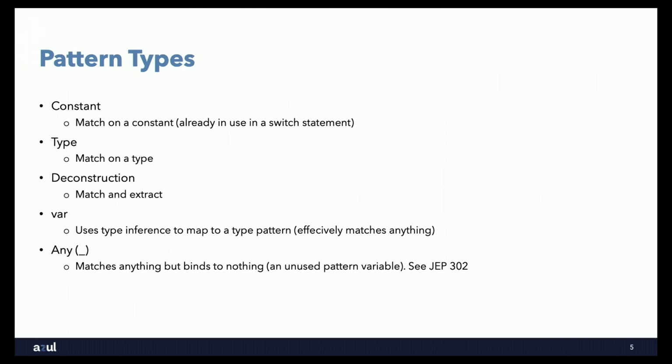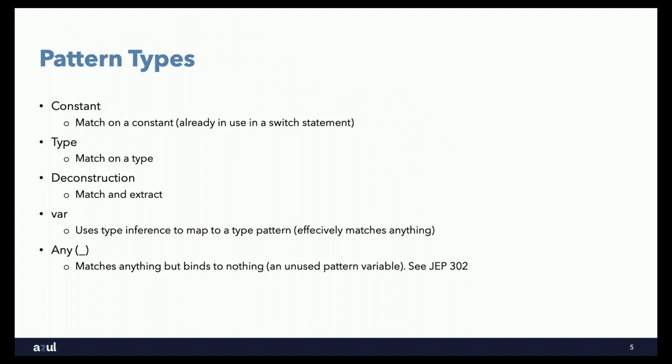We have a constant pattern. This is already in use in Java. If we look at the switch statement, we have case labels, and those are constants. You can match case 1, case 2, and so on. We know about that already, so that's a fairly standard thing. If we match on 1 or we match on 2, we can do something with it. We also have the idea of a type pattern.